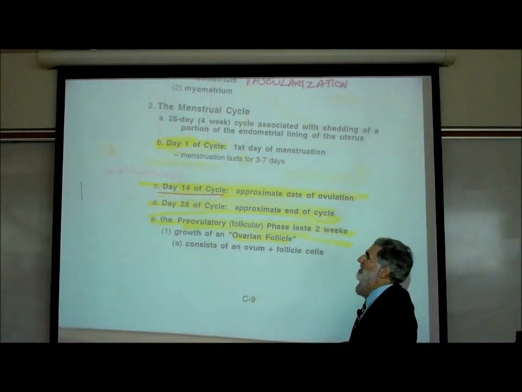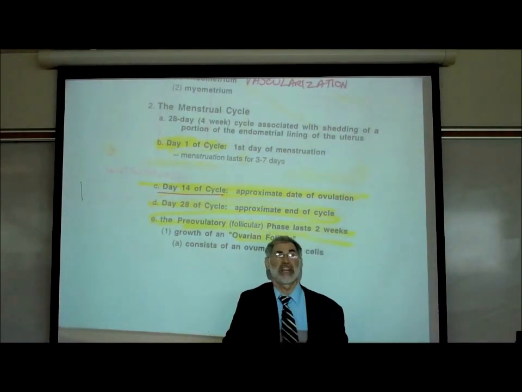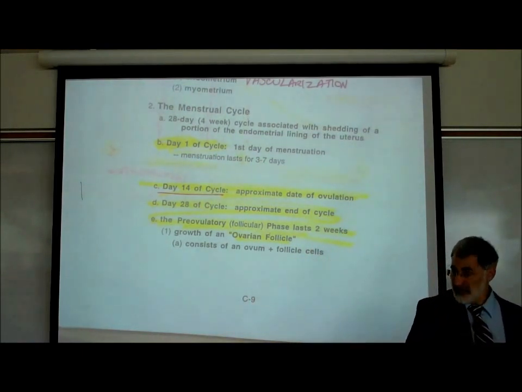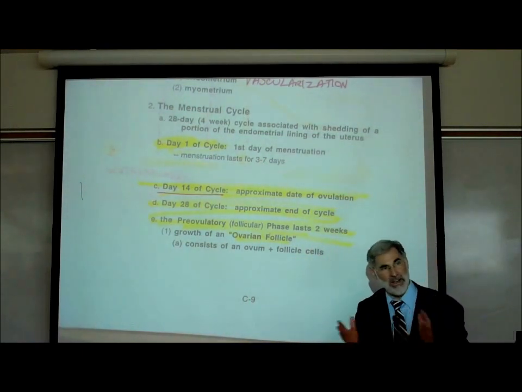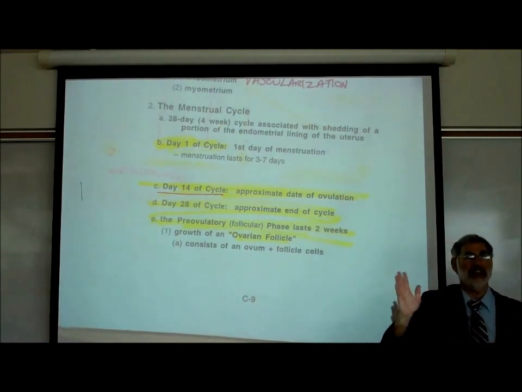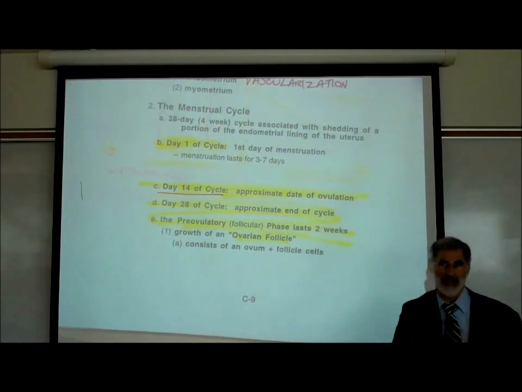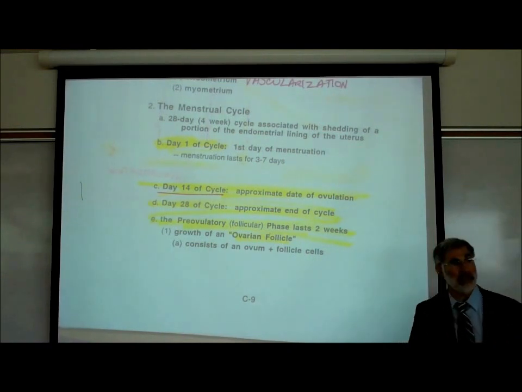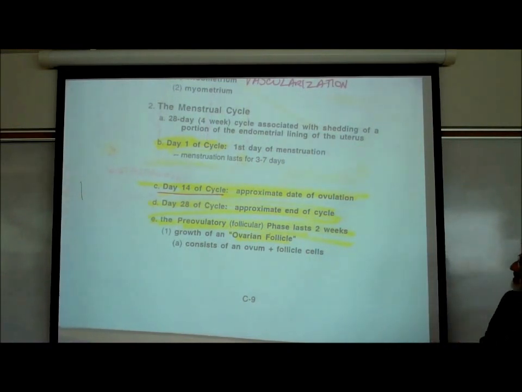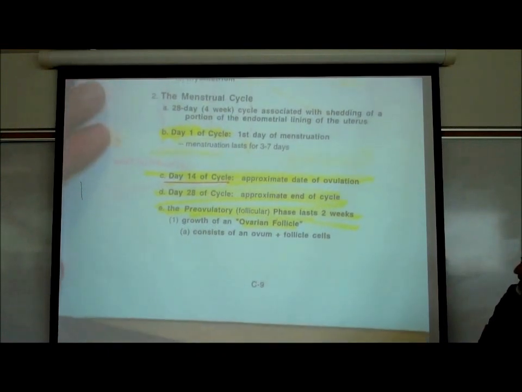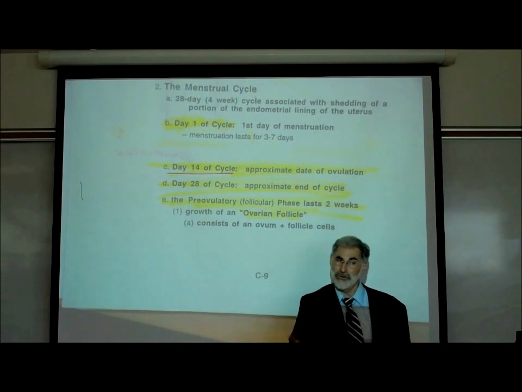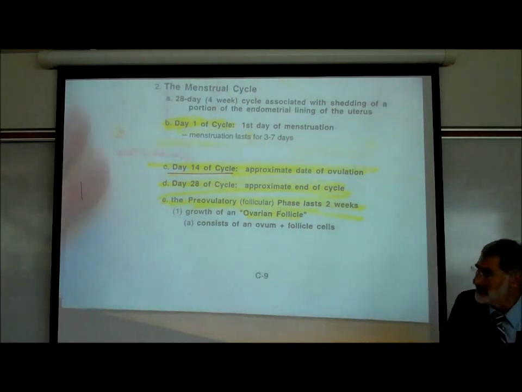Now, what if a woman's cycle is not 28 days, but 30 days? So when would ovulation be approximately? 15, half of 30. So whatever the cycle is, half of that is the approximate date of ovulation. But again, it's just approximate. It could be a little bit early, could be a little bit late, and the cycles vary also. Day 28 is the approximate end of the cycle. Could be day 30, could be day 32, could be day 23.